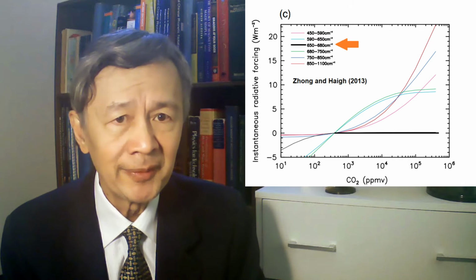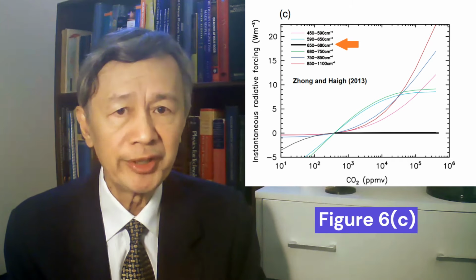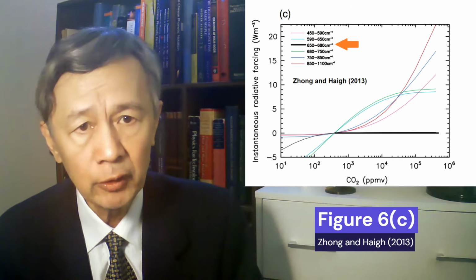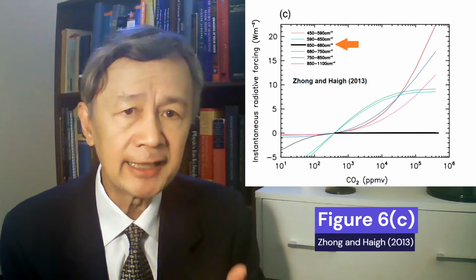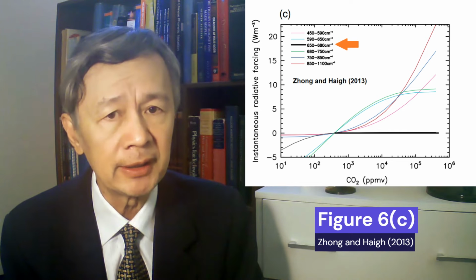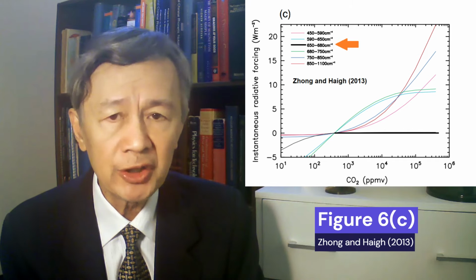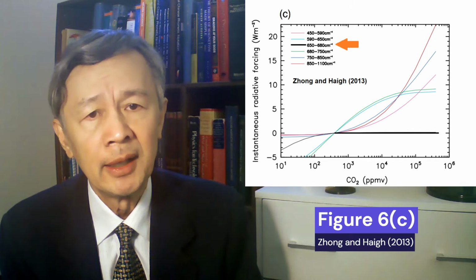In passing, the modified range of climate sensitivity by Arrhenius himself has been directly adopted by the IPCC as a kind of gold standard. In their figure 6c, for example, the dark curve shows no change in the instantaneous radiative forcing in the interval between 650 and 680 per centimeter. Obviously, this is not the case.